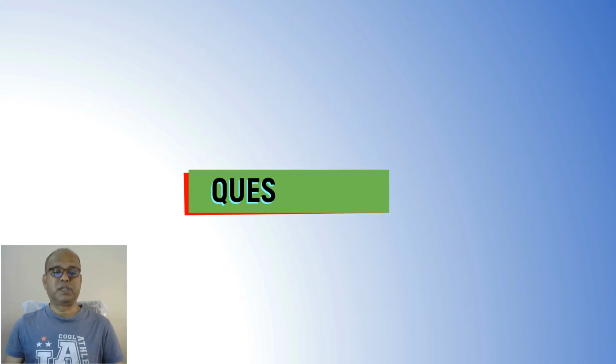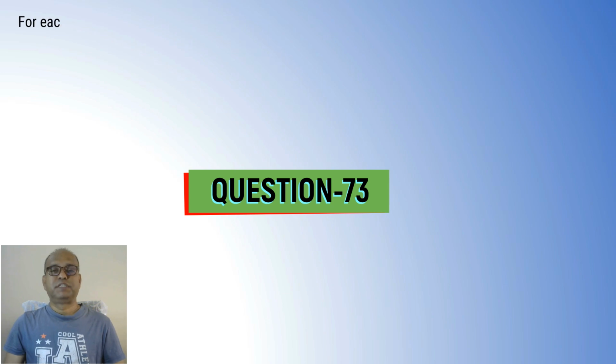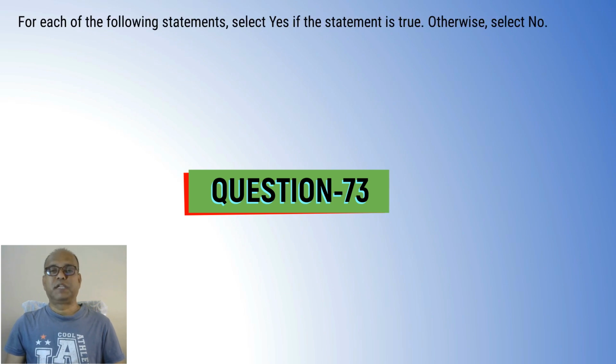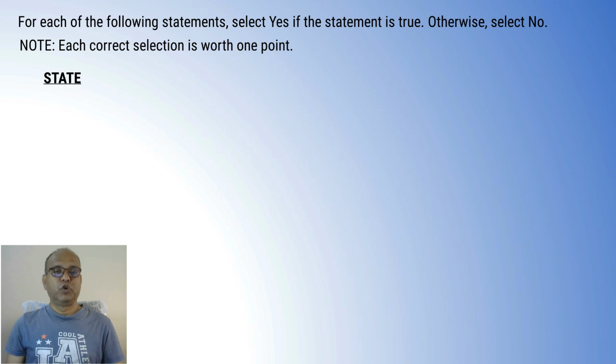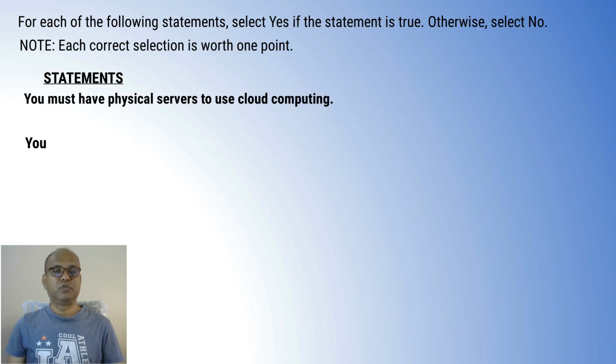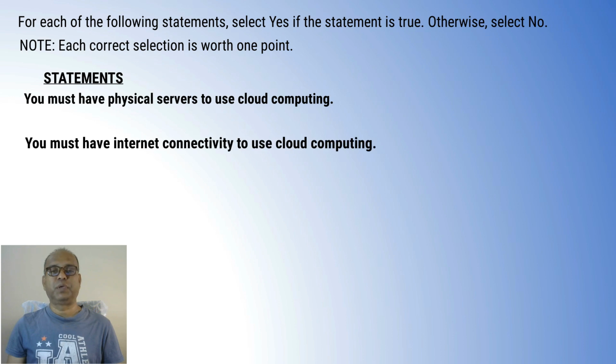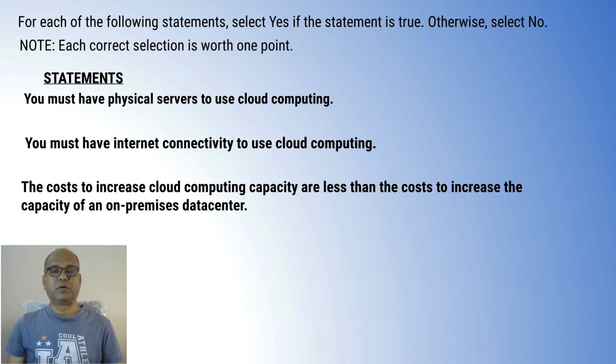Next question. Question number 73. For each of the following statements, select yes if the statement is true. Otherwise, select no. Note, each correct selection is worth 1 point. Statement: You must have physical servers to use cloud computing. You must have internet connectivity to use cloud computing. The cost to increase cloud computing capacity is less than the cost to increase the capacity of an on-premises data center.